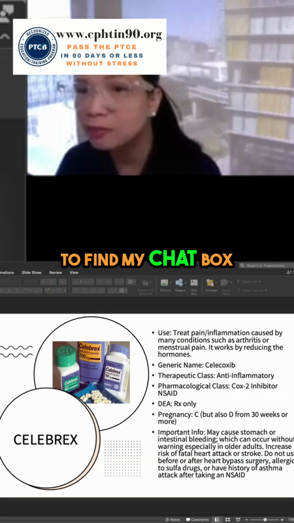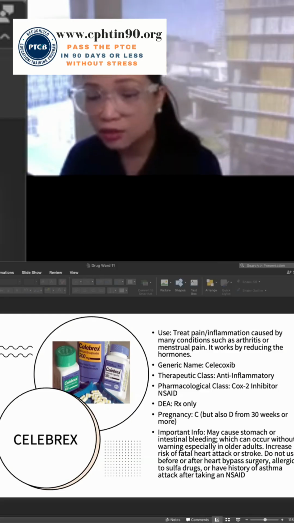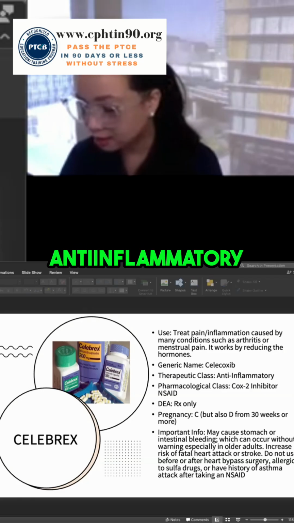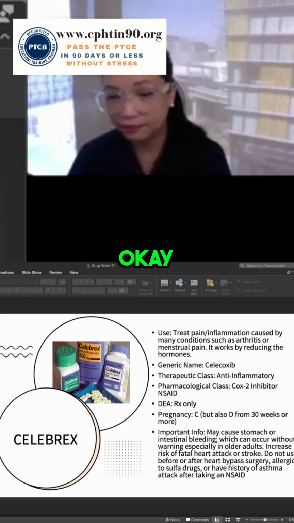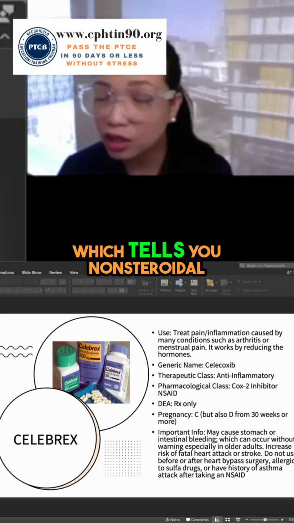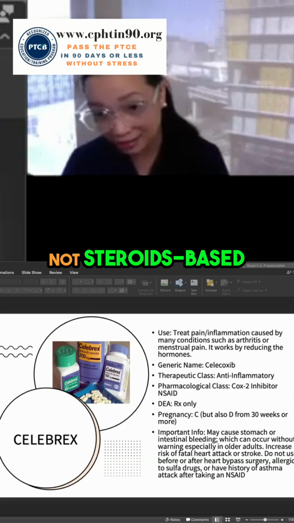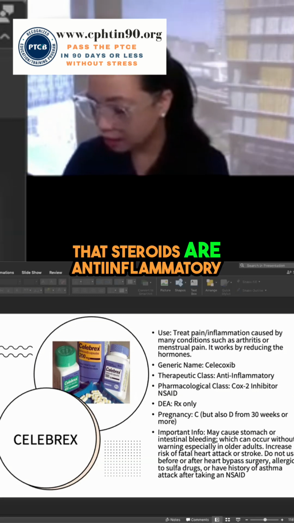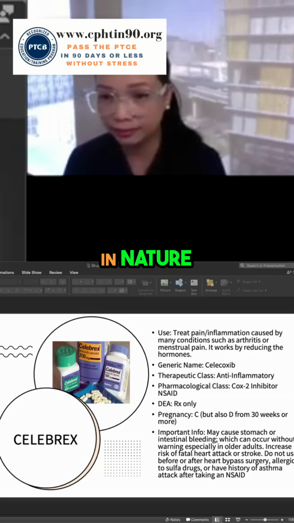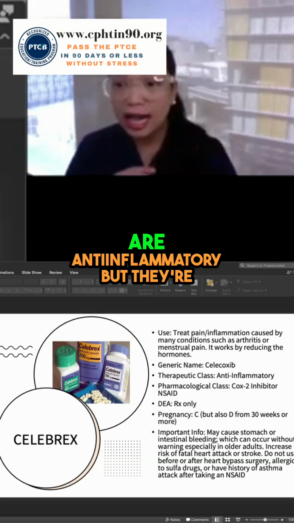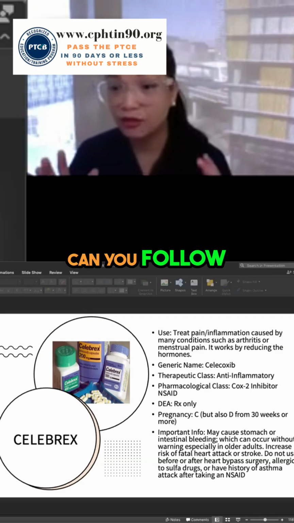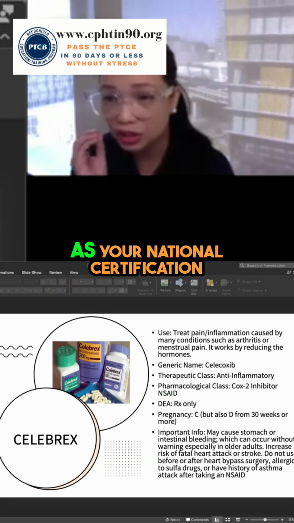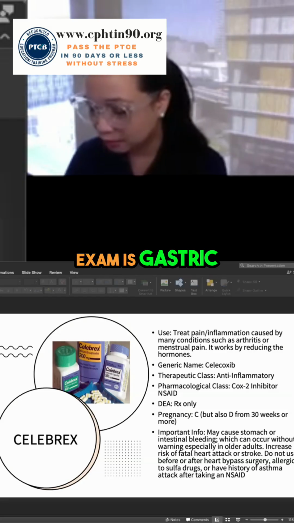An NSAID, I'm trying to find my chat box. An NSAID stands for non-steroidal anti-inflammatory drug. Okay. Non-steroidal anti-inflammatory drug, which tells you non-steroidal, not steroid based. Get it? Because that tells you again another information that steroids are anti-inflammatory in nature. Get it? So this group of drugs, NSAIDs, are anti-inflammatory, but they're not steroid based. You follow? And the number one side effect of NSAIDs, which always comes out on major exams, such as your national certification exam, is gastric bleeding.